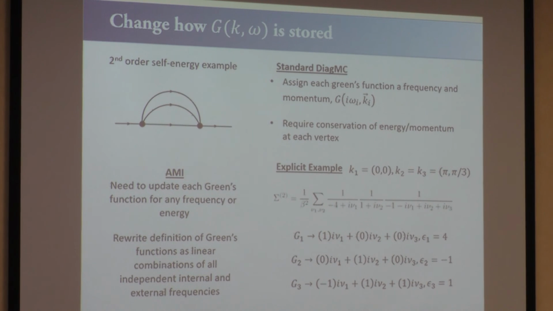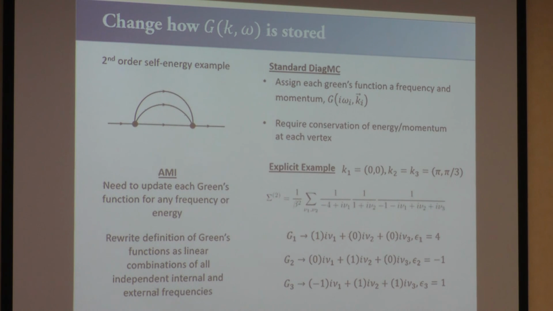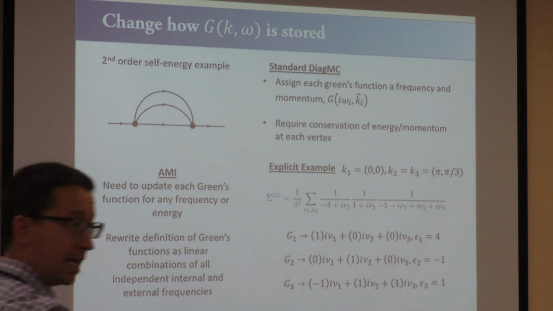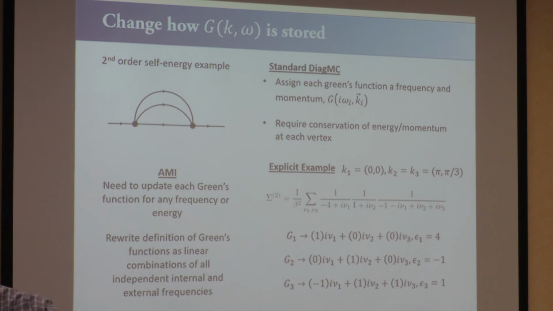So this is actually quite a departure from what is typically done in Monte Carlo using Green's functions. The reason is that typically in standard diagrammatic Monte Carlo, each Green's function gets assigned a frequency and a momentum. And then you force that at each vertex you have energy and momentum conservation. And they maintain that by using what's called a worm algorithm. Lichtenstein talked a little bit about that later. Guy is going to talk probably at some point about an inchworm algorithm. It's a totally different thing. Don't get confused.